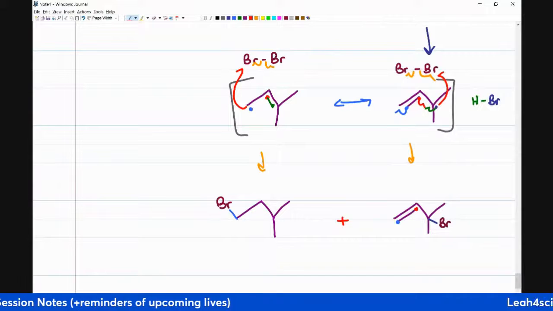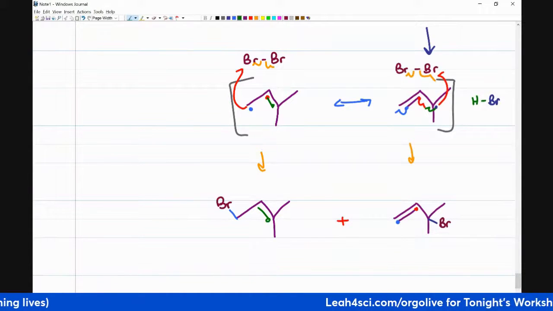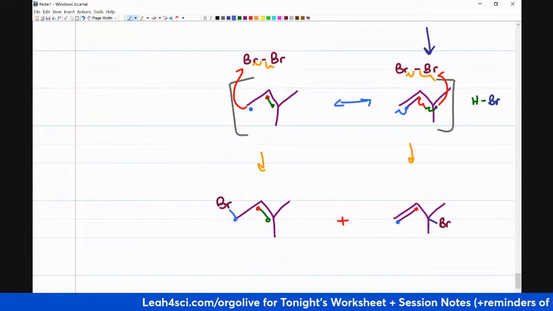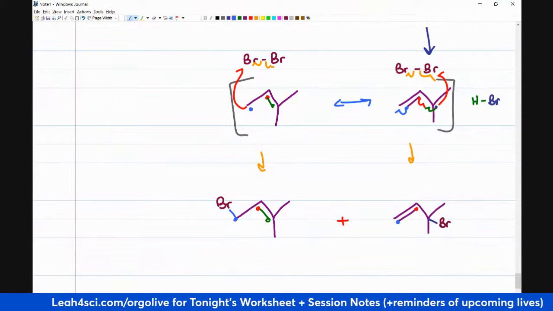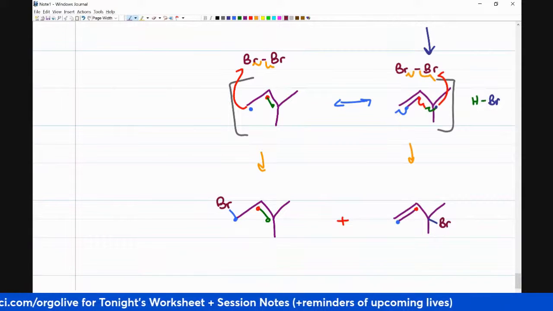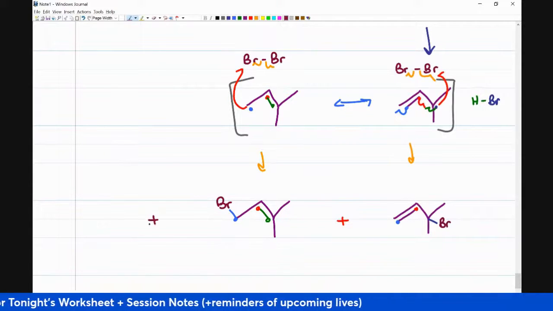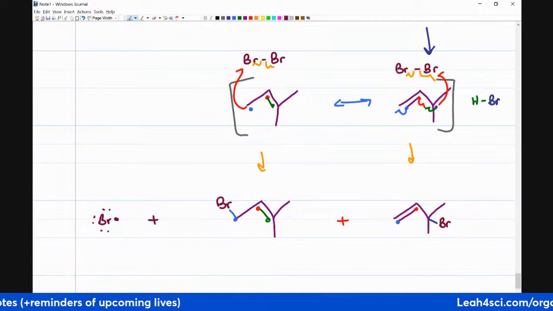For the one on the left, I have the pi bond that formed here between the green and the red. And then the blue one is the one that attacked bromine. In each case, we also have a bromine radical off in solution, which is just going to continue propagating this reaction.